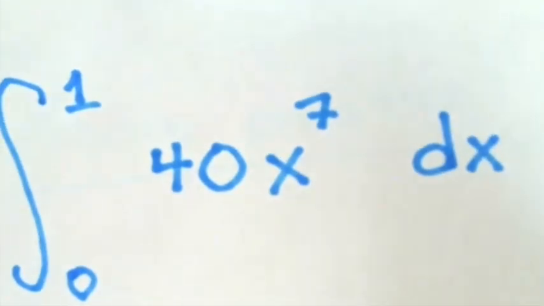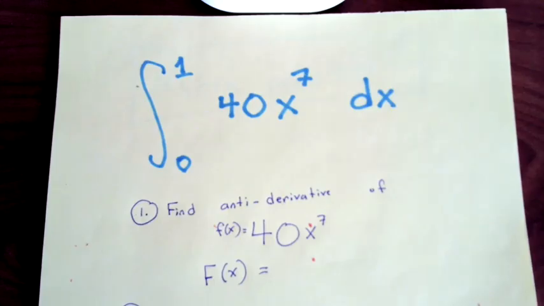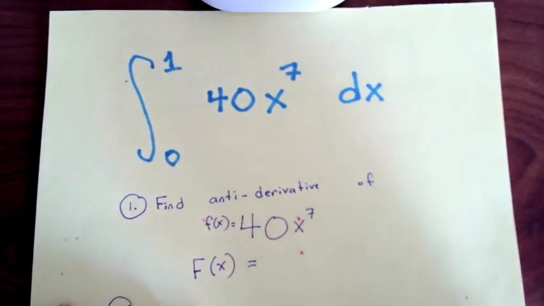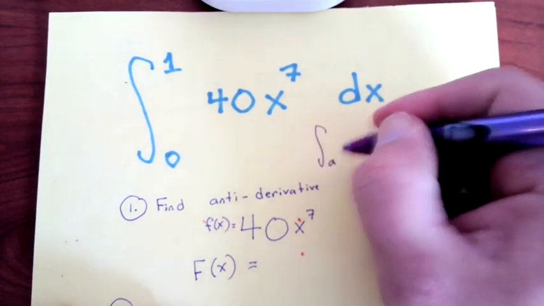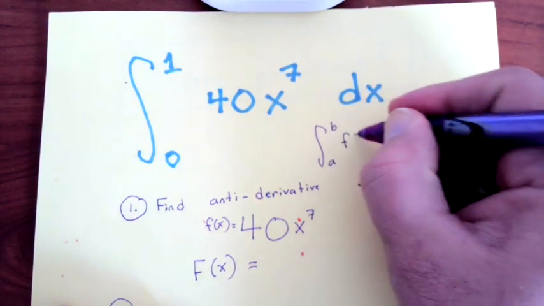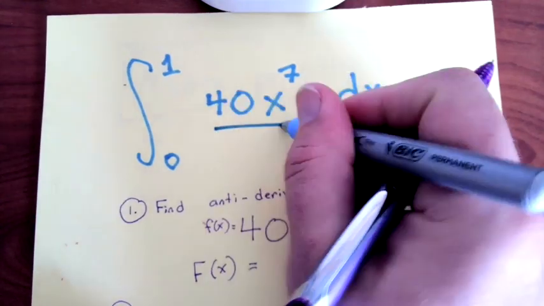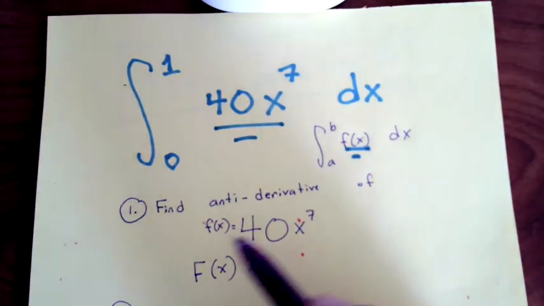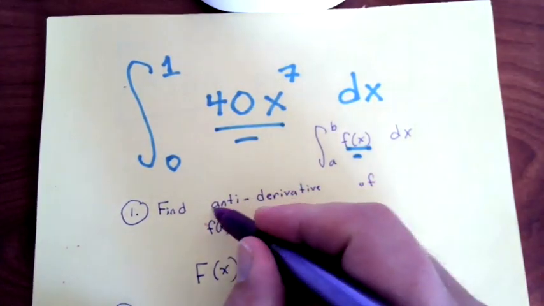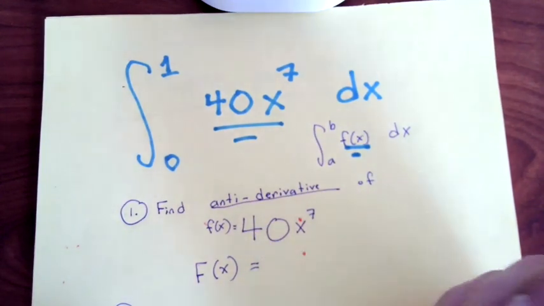Definite integral from 0 to 1 of 40 times x to the 7th. So we need to find the antiderivative of the small f of x here. Remember, we're pattern matching this to the definite integral from a to b of small f of x dx. Small f of x is 40x to the 7th. Our first step is to find an antiderivative of the small f of x, which is 40x to the 7th.